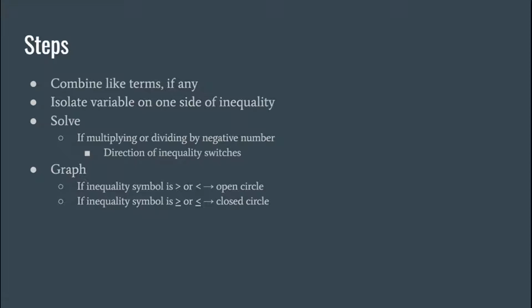If you have an inequality symbol that is less than or greater than, then you're going to use an open circle. But if you have an inequality symbol that's either less than or equal to, or greater than or equal to, then we're going to use a closed circle. Again, this will make more sense once we start seeing the examples. So let's jump right into some examples so you can see what I'm talking about.